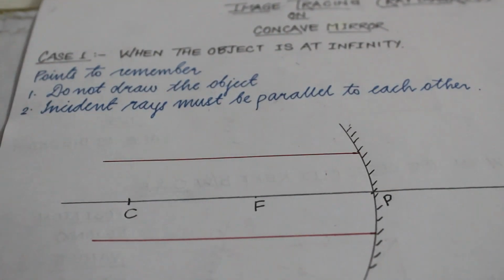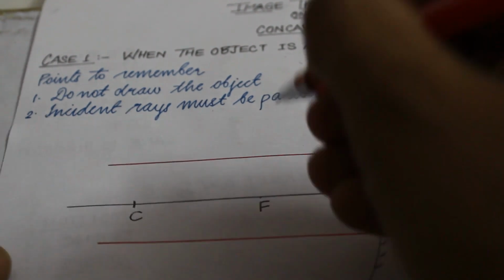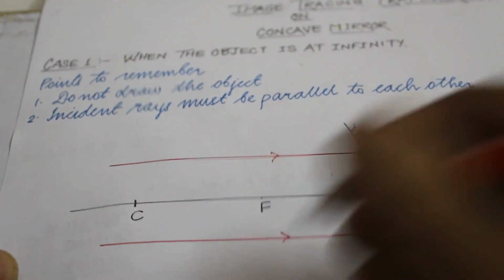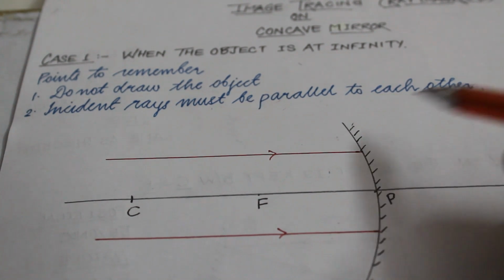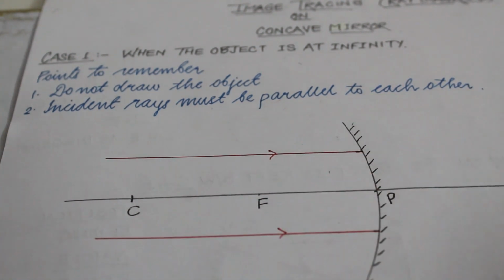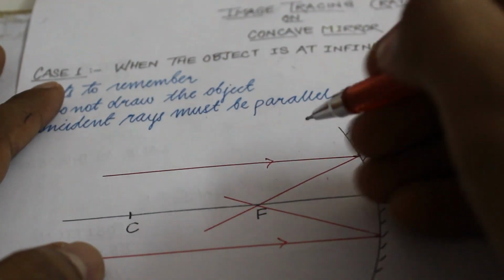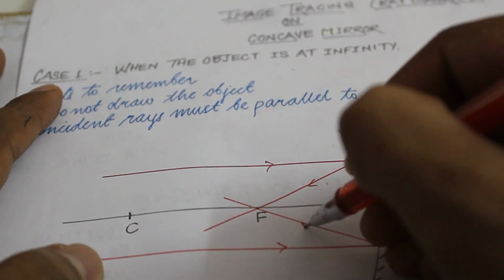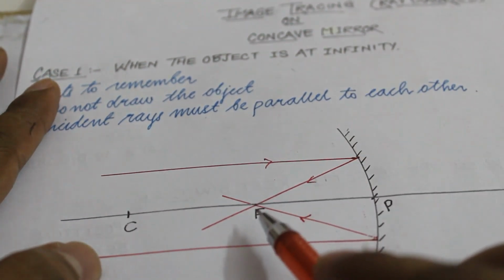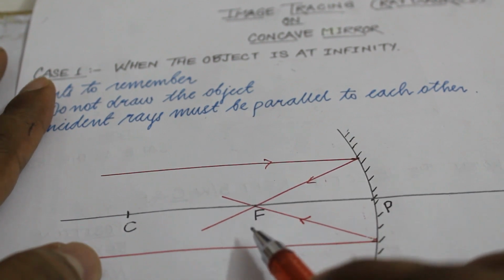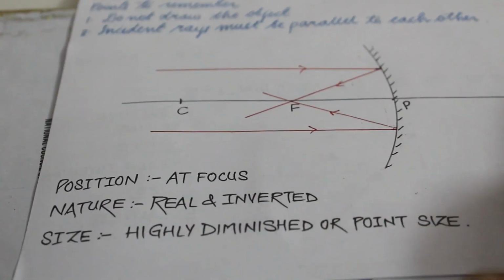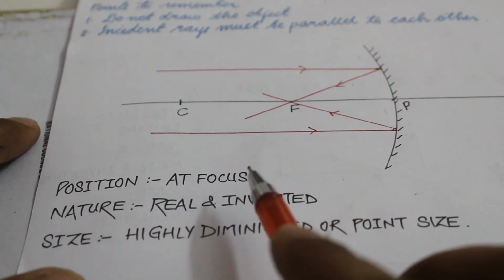As you can see, I have drawn 2 rays with red ink which are parallel to the principal axis. I will mark the arrows which will indicate that these are the incident rays. As per the rule, these rays must pass through the focus. Now as you can see, these reflected rays are passing through the focus and they are actually meeting at point F. So we'll say that the image will be formed at F. So the position of the image will be at focus.